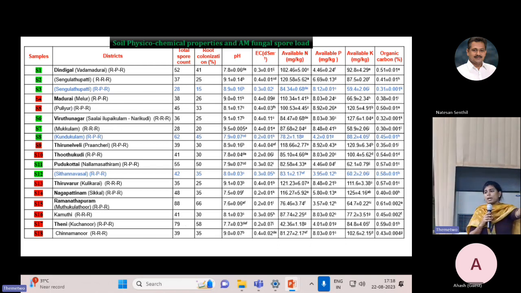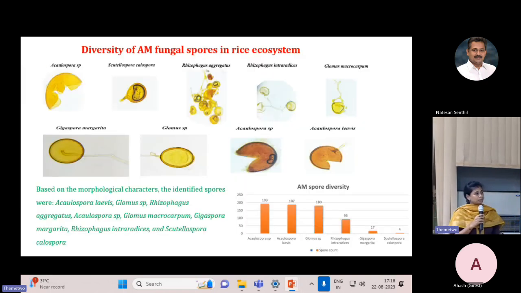And if we compare spore count and root colonization with phosphorus content, it was negatively correlated, which means that AM fungal spore load was found to be higher in soil which has a low amount of phosphorus. So this is the overall tabulation of physiochemical properties.